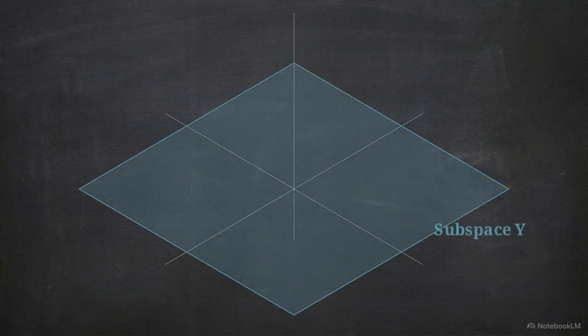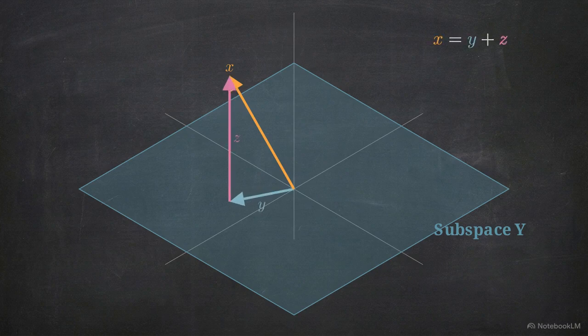Look at this standard 3D coordinate system. Think of this cyan plane as a subspace, which we will call y. Floating in the space above it is our distinct yellow vector x. If we want to approximate x using only the vectors available in subspace y, we drop a line straight down to the plane. This creates a new shadow vector, y, lying flat on the plane, and a vertical error vector, z, bridging the gap back up to x.